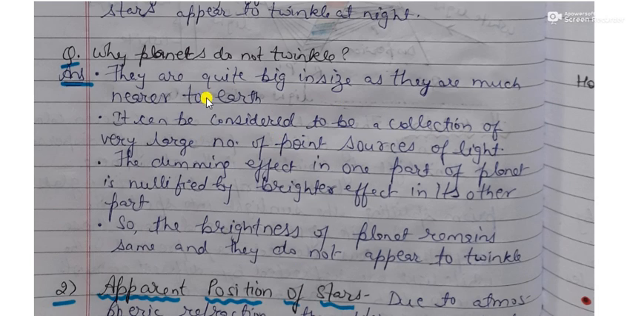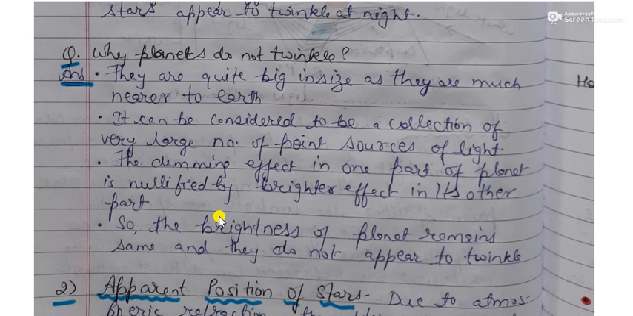See, planets are quite big in size and they are very close to the Earth. So a planet can be considered a collection of a very large number of point sources of light. So we can consider that our planet has many point sources of light in it. Okay, so the dimming effect in one part of the planet is nullified by the brighter effect in its other part.